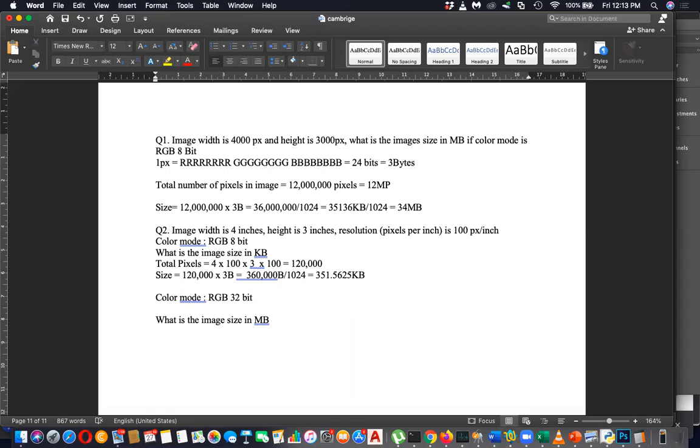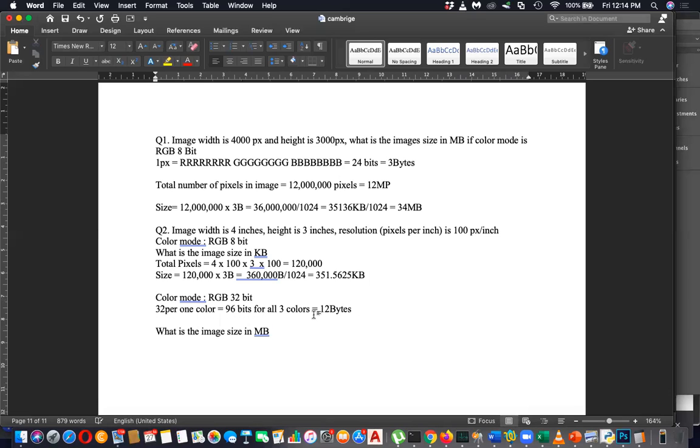32,768. Is it 32 bits per one color? Yeah, per one color. For 3 colors, it is 96, no? 96 bits for all 3 colors. Correct or wrong? 32 per one color means 96 for all 3 colors. So how many bytes then? 96 divided by 8 is equivalent to 12. 12 bytes per one pixel.